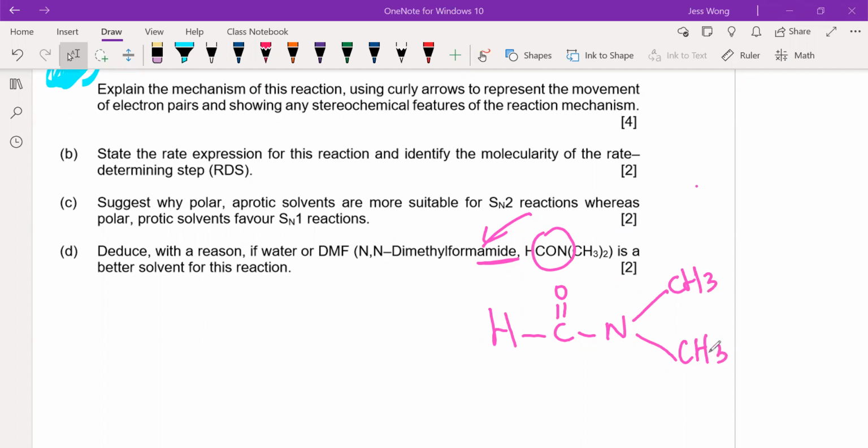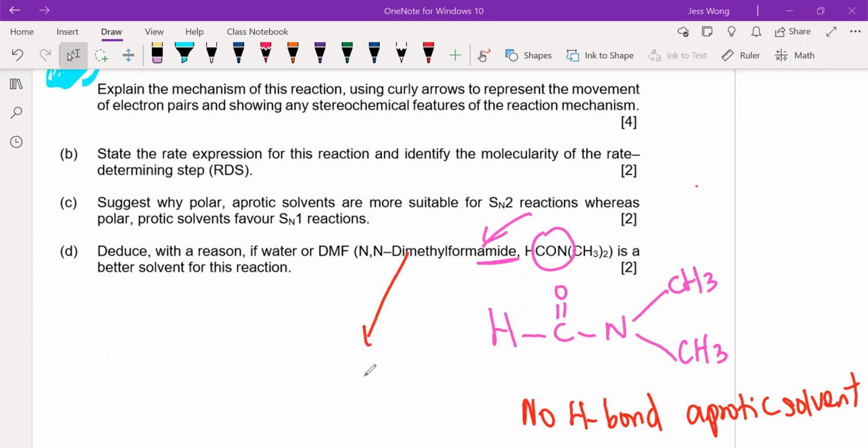Okay, so after you have finished drawing the structure, you look at it and see whether it can form intermolecular hydrogen bond. You don't see H bonded to O, F or N here, right? So therefore, it has no hydrogen bond formation. So therefore, it's an aprotic solvent. And aprotic solvents tend to stabilize, or are more suitable for, SN2. So therefore, this aprotic solvent is more suitable for SN2, right?